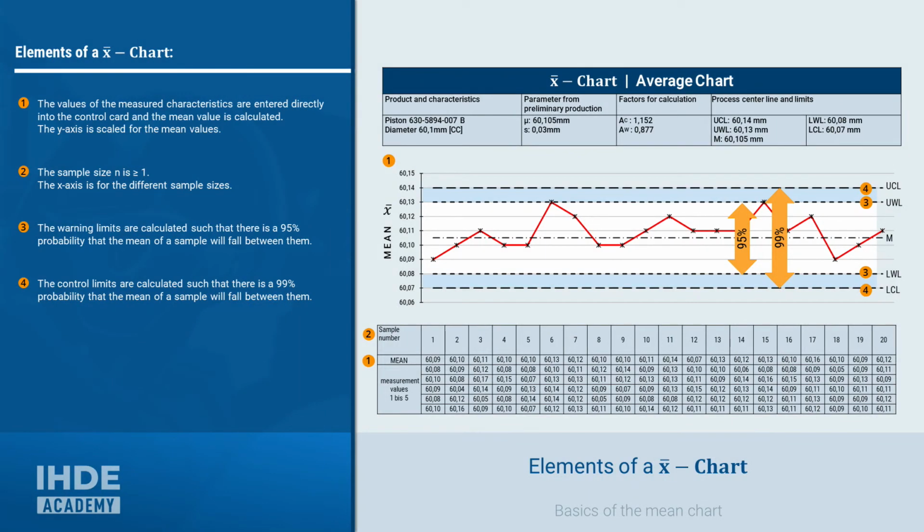As you may already know from the control chart for individual values, the main parameters of the control chart are also shown here in the header. Only the scaling of the y-axis is there for the mean values. In the lower part, the mean value was calculated for each random sample and entered in the table. The warning limits are calculated such that there is a 95% probability that the mean of a sample will fall between them. And the control limits are calculated such that there is a 99% chance that the mean of the sample will fall between them.